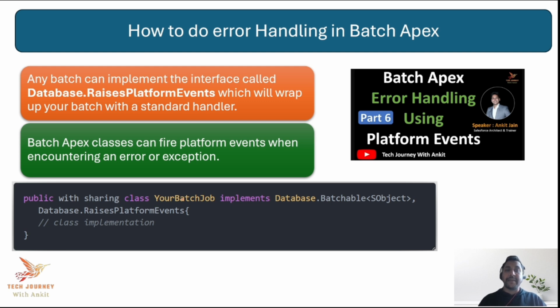So any batch Apex can implement an interface here, that is the Database.RaisesPlatformEvents. So this event will be automatically fired whenever your batch Apex encounters any error or exception. So your answer should be to implement the error handling in the batch Apex, we should implement an interface, that is Database.RaisesPlatformEvents. And this event will be automatically invoked whenever any error or exception occurs in our code. How to implement that? It's very simple, Database.RaisesPlatformEvents.